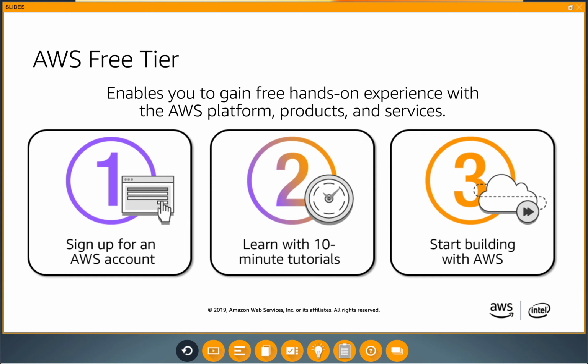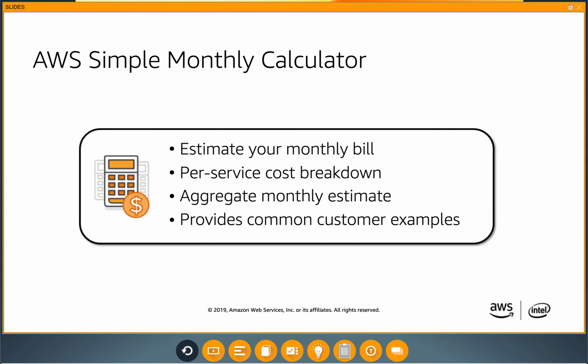The AWS Simple Monthly Calculator is a tool which can be used to estimate cost in AWS. You specify the region you want to run your workload in, select the services you wish to consume, such as EC2, S3, and the calculator will provide an estimate of the AWS charges per month.